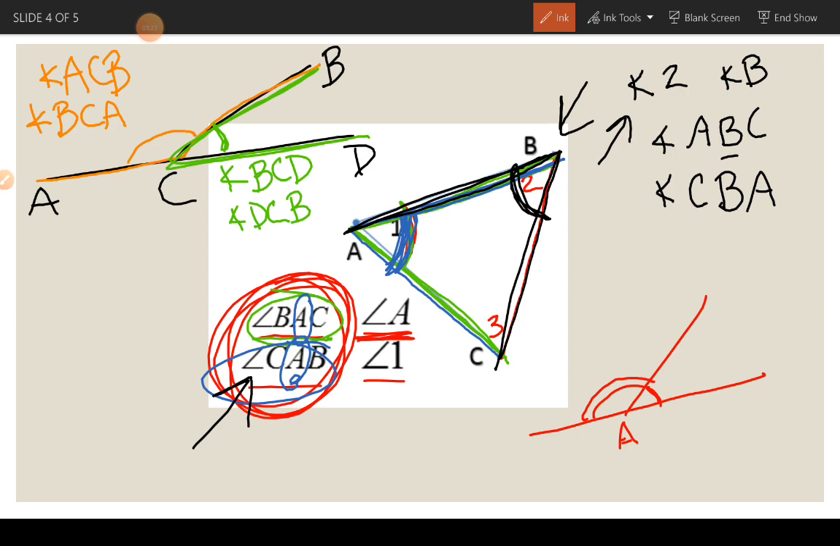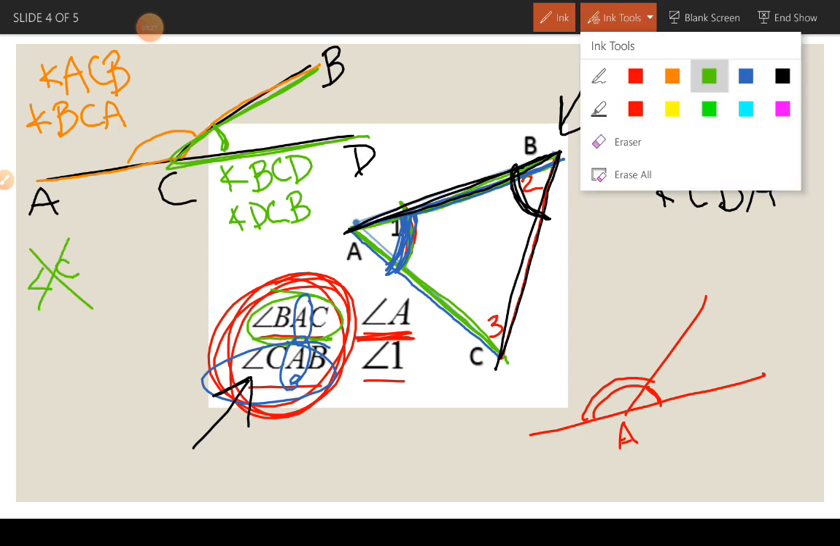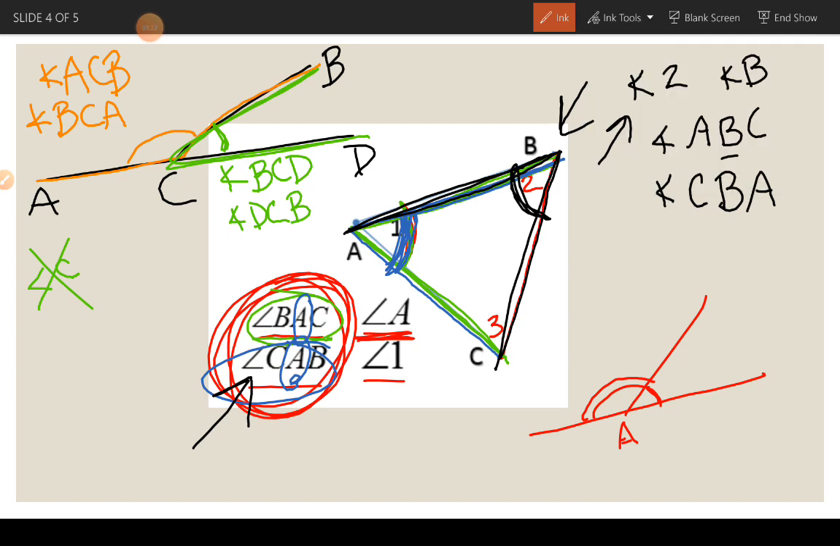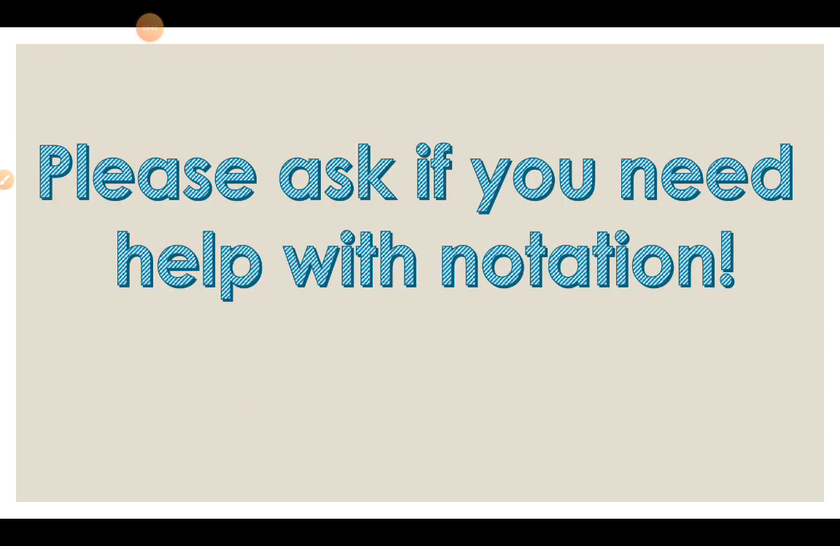You can't just say angle C in this one. That's not going to work. And the reason it's not going to work is because there are two different angles here. There's an angle here and an angle here. So you can't just say angle C, because we're going to say, okay, is it the left angle C or is it the right angle C? So you have to be a little bit more specific with that.